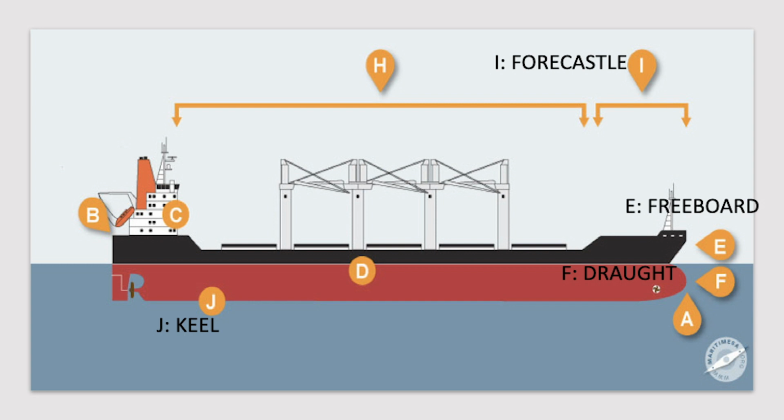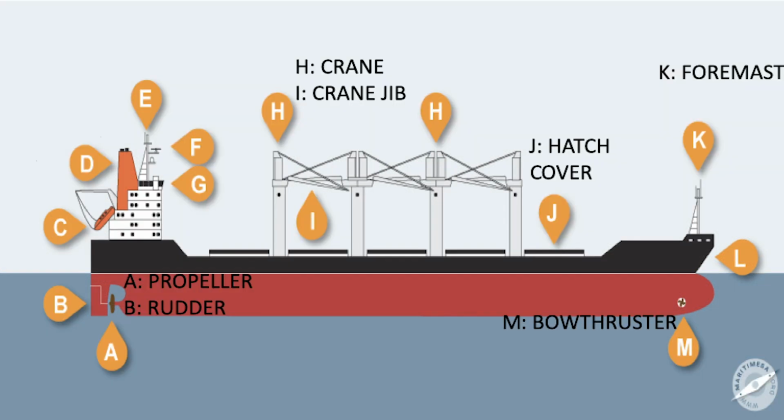Foredeck. The deck of a ship from the accommodation to the forecastle is called the foredeck. A propeller is usually made of a metal compound and has blades. When the ship's engine turns the propeller shaft, the propeller turns and drives the ship ahead.